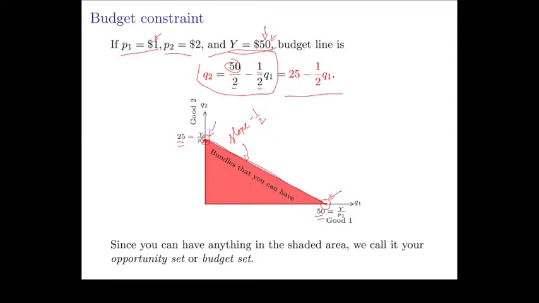Any bundle underneath that is one that you can afford. It's a bundle that costs less than 50. So all the bundles in the shaded area are bundles that you can have. So we call this your budget set or your opportunity set.